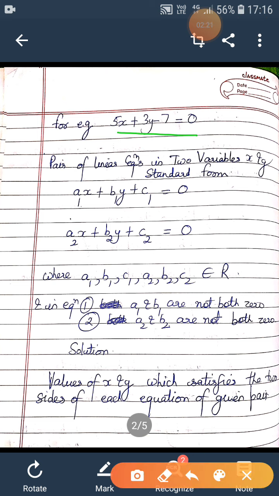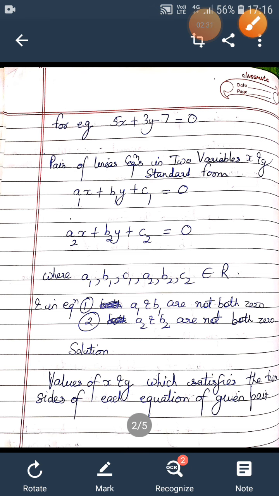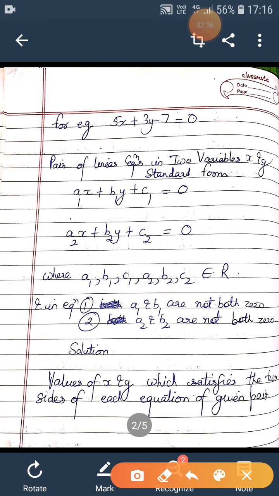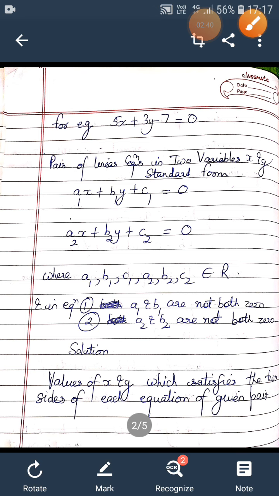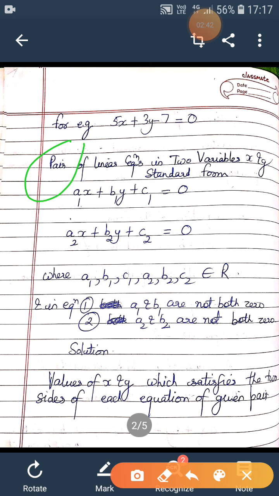Now for example, 5x plus 3y minus 7 equals to 0 is a linear equation in two variables x and y. Now in class 10 we are going to study pair of linear equation in two variables. What do we mean by pair? Pair means two. So we will be studying two equations together, and we are interested in finding out whether these two equations have a solution or if they don't have a solution. So let us start with some basic terms.